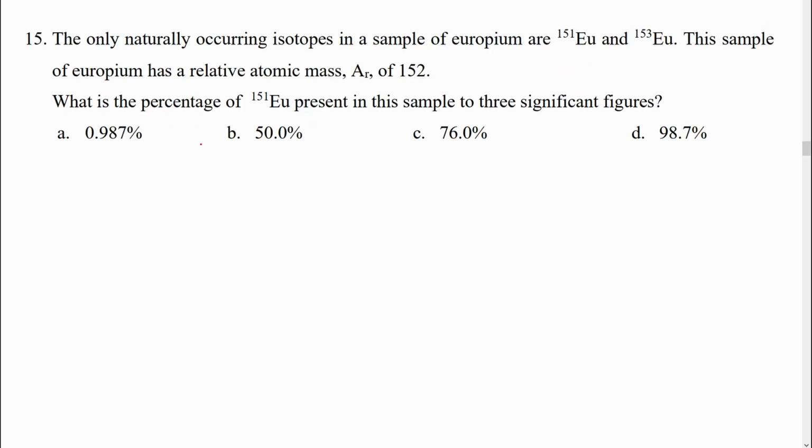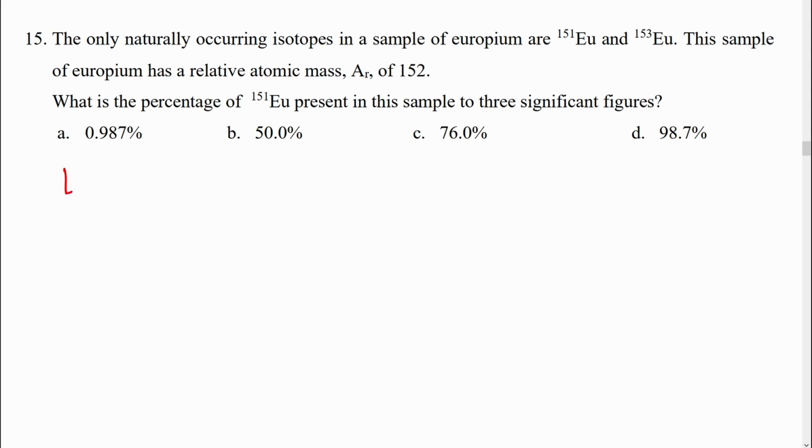Question 15. The only naturally occurring isotopes in a sample of europium are 151 Eu and 153 Eu. This sample of europium has a relative atomic mass Ar of 152. What is the percentage of 151 Eu present in this sample to 3 significant figures? Okay, please remember that each isotope has its own mass number. For europium here is 151 and 153. A sample's relative mass is the average mass of all atoms in the sample, weighted by how common each isotope is.